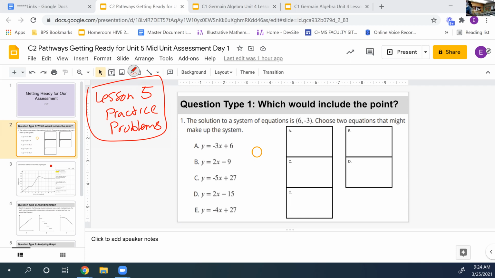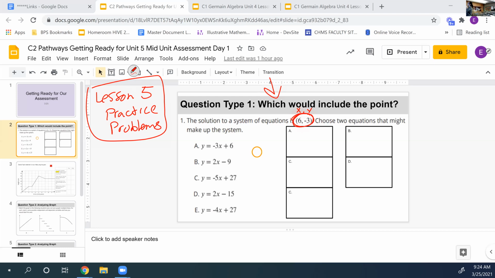So number one, the type of question that we're going to look at first is which one includes this point. It says the solution to a system of equations is (6, -3). Choose two equations that might make up this system. So what we need to do is look for two equations that, when I plug this coordinate pair in for x and y, will make it a true statement.